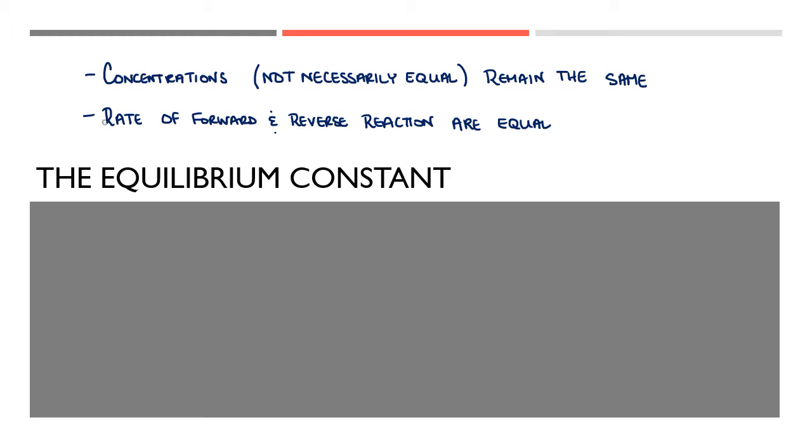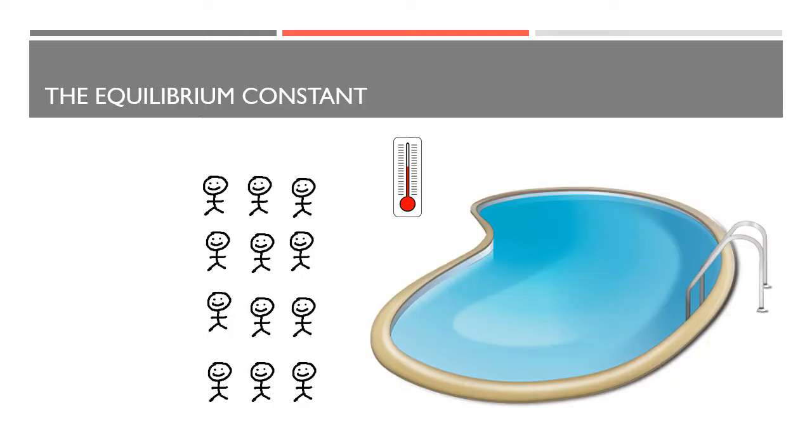But what can we say about the concentrations? So we know that they remain the same, but can we tell what those concentrations of reactants and products are? And that's what we're going to spend this lesson talking about, or at least introducing.